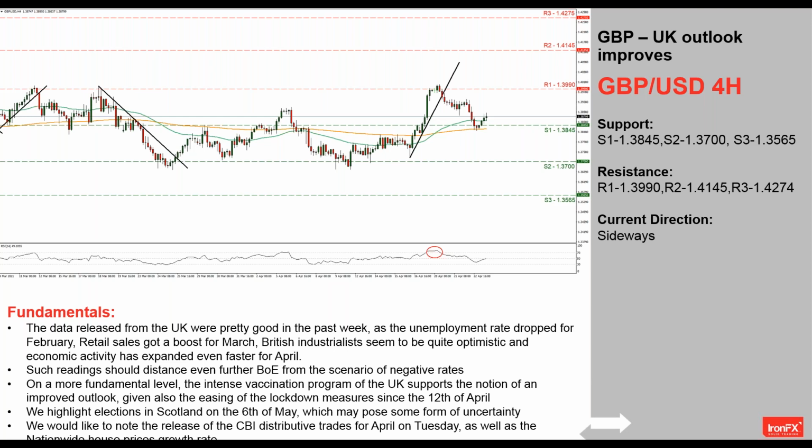Nevertheless, we would like to note the release of the CPI distributive trades for April on Tuesday, as well as the nationwide house prices growth rate.